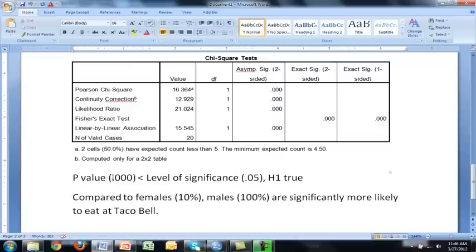Okay, this p-value will work against any level of significance. So if I say the level of significance is 0.01, I use the same p-value. Now, since there is a significant difference, I can say that compared to females at 10%, and this came from our crosstab table, males at 100%, again from our crosstab table, are more likely to eat at Taco Bell. Okay, and that concludes how to do a crosstab.